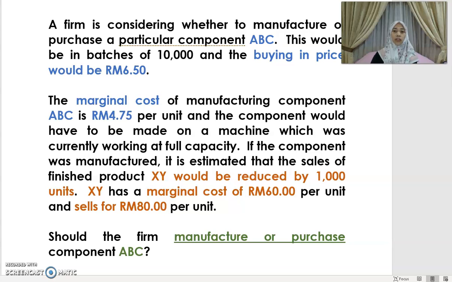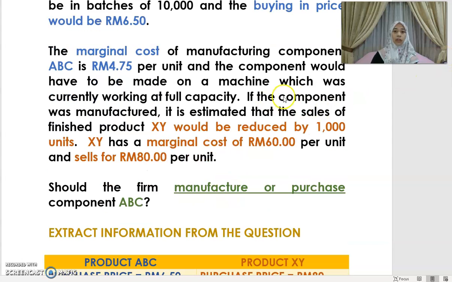So the marginal cost of manufacturing the component is 4 ringgit and 75 cent per unit. Okay, the purchase price is 6 ringgit and 50, and the manufacturing cost is 4 ringgit and 75 cent per unit. Okay, the component would have to be made on a machine which was currently working at full capacity. So you have a machine that produces ABC. That machine is currently working at full capacity.